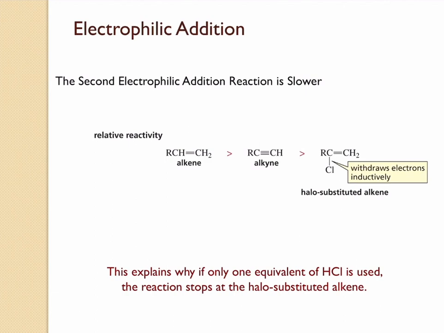So this also explains why only one equivalent of HCl is used in the reaction, because with a second equivalent of HCl added, the alkyne can undergo a second electrophilic addition reaction. So when you have only one equivalent of HCl, it's going to result in the formation of a halo-substituted alkene. But when you have more than one equivalent, when you have two equivalents or excess of HCl, then it's going to lead to the formation of the second electrophilic addition product, which is basically a geminal dihalide when it reacts with HCl.